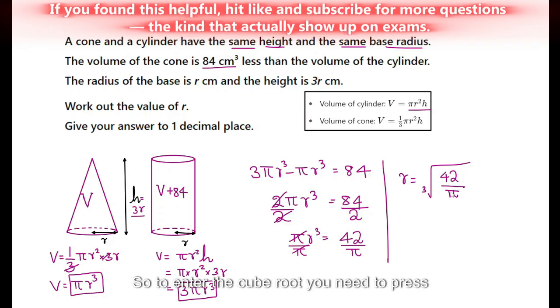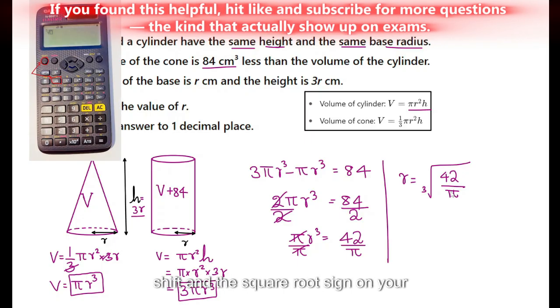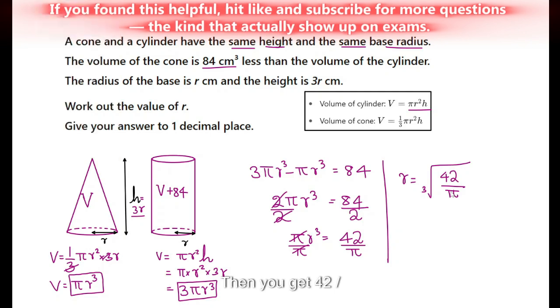To enter the cube root, you need to press shift and the square root sign on your calculator. Then you get 42 over pi, and that gives me r as 2.373... Now the question clearly says give it to 1 decimal place.